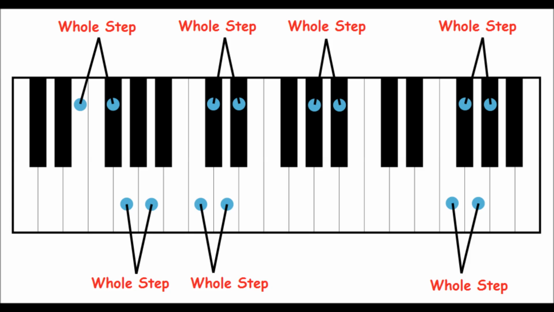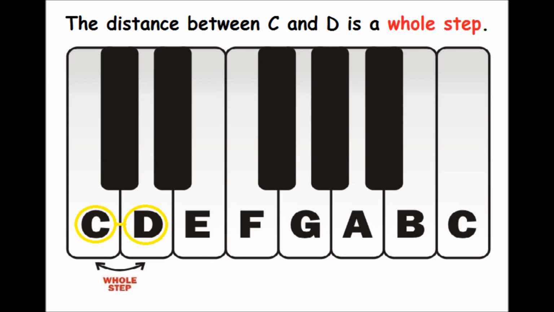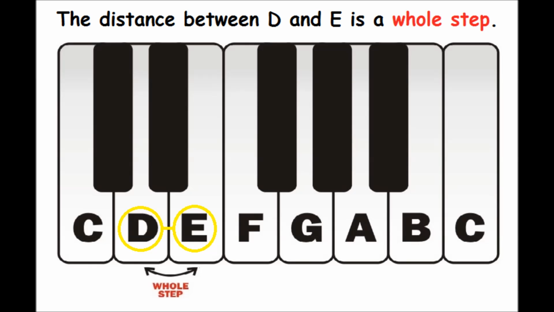On piano, a whole step always skips a key. For example, the distance between C and D is a whole step. We skipped a key. We skipped the key C sharp. It's that simple. The distance between D and E is a whole step. What key did we skip? We skipped the key D sharp, also known as E flat. That's how simple it is. Just skip a key and we have a whole step.